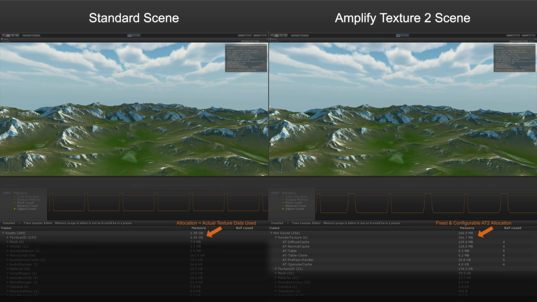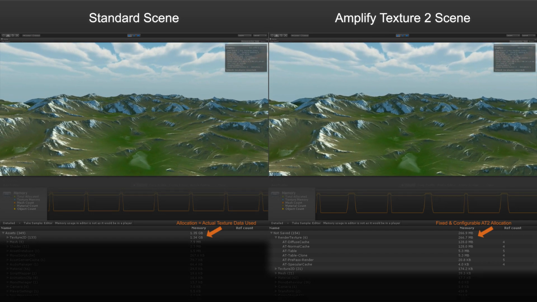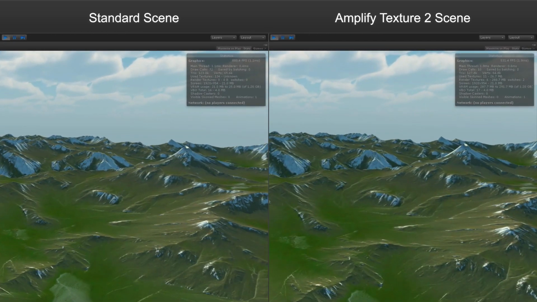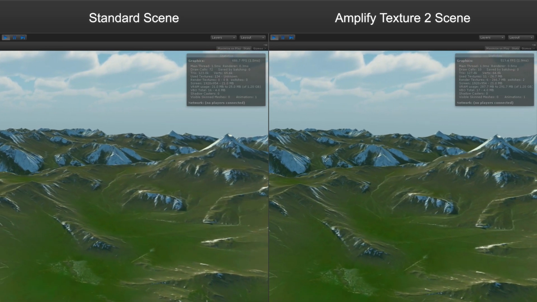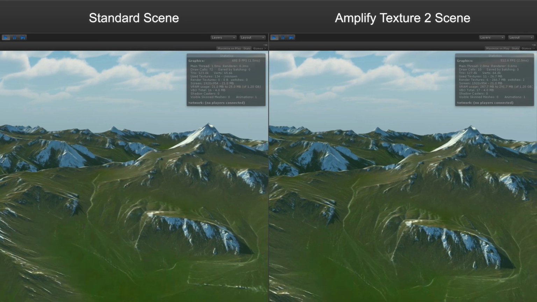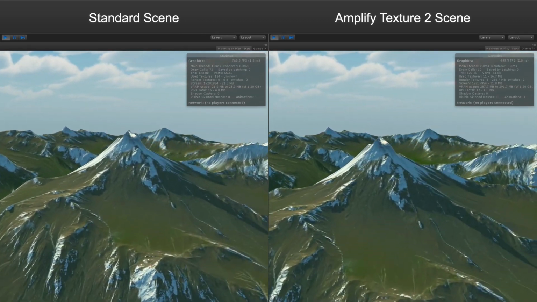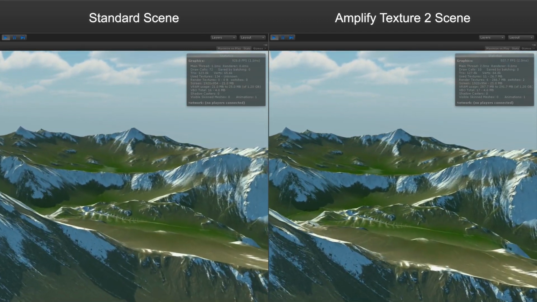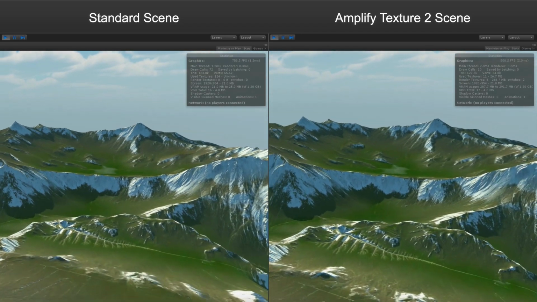The performance differences are not immediately apparent, but if you look closely you will notice that the draw call count is considerably lower on the Amplify Texture 2 side, a direct result of using multi-tile UVs. In addition, the main thread time and the frames per second are stable throughout the entire application, and the memory used is fixed.